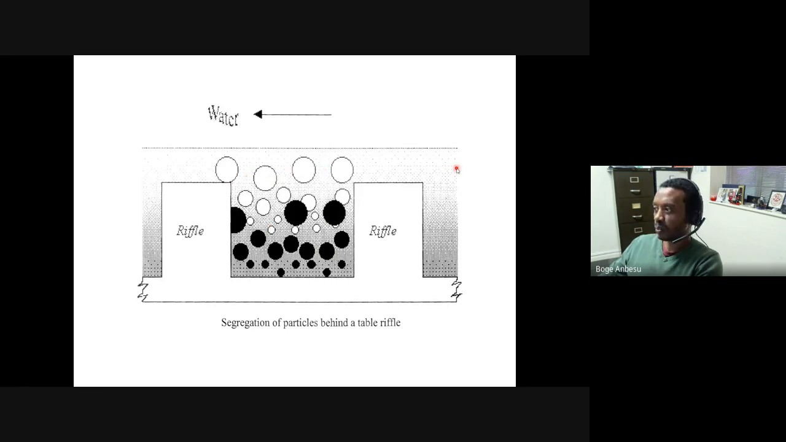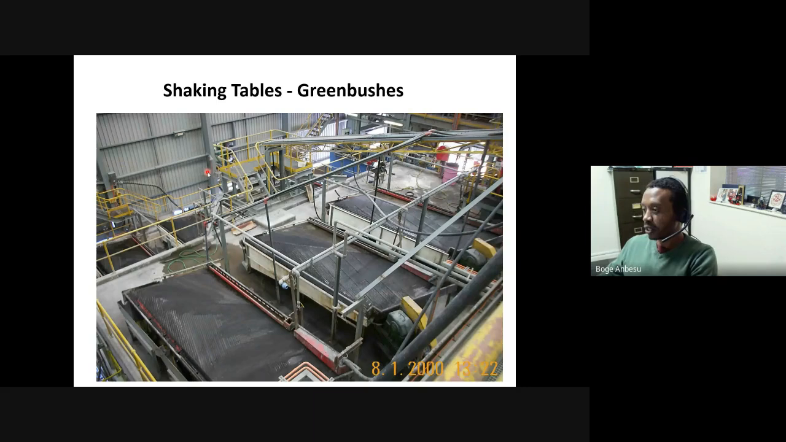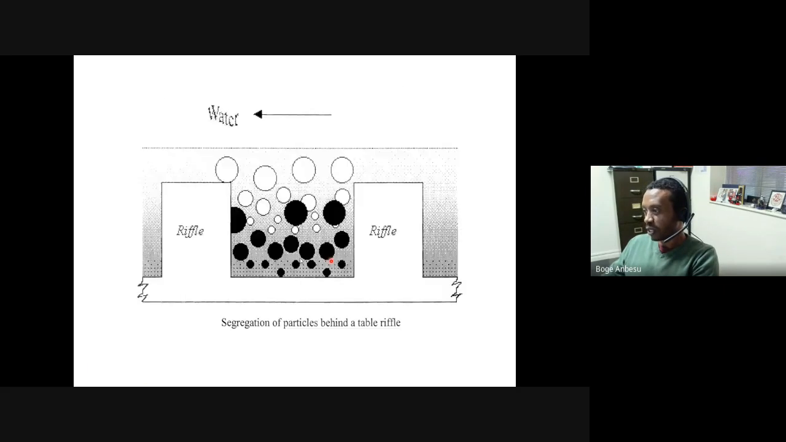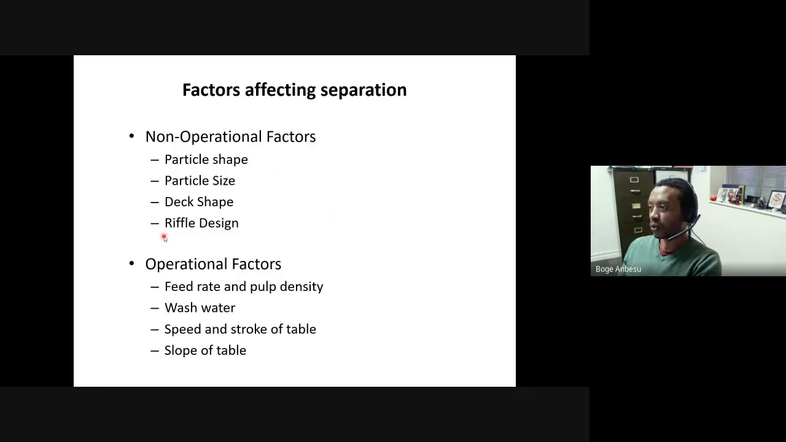So that's why when you apply wash water against this, we can quickly wash off the light particles. Okay, large light particles are easily washed off, and that's why they quickly report to the close end of the table. So they come in quickly, while the dense ones, because they have already settled to the bottom, have to travel all the way to the other end of the table to be collected. Okay, so that's typically what segregation should look like inside the riffle.